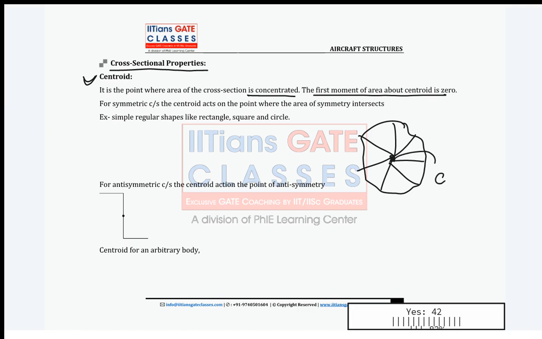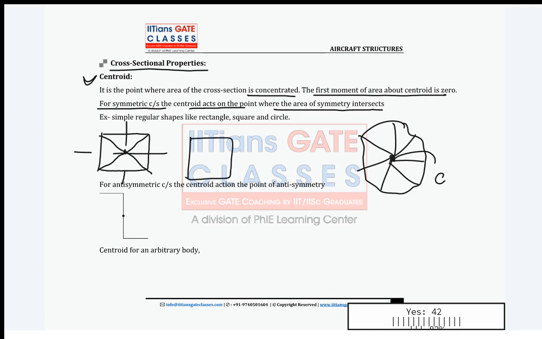Now guys, for a symmetric cross section, the centroid lies at the point where the axes of symmetry intersect, right? So for simple regular shapes like a rectangle, where will the centroid be? If you join the diagonals, this is the centroid, where your axes of symmetry intersect. Same way for a square, and for a circle. So easily you can find the centroid.